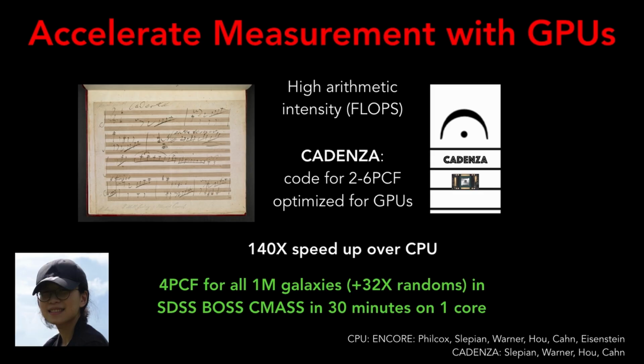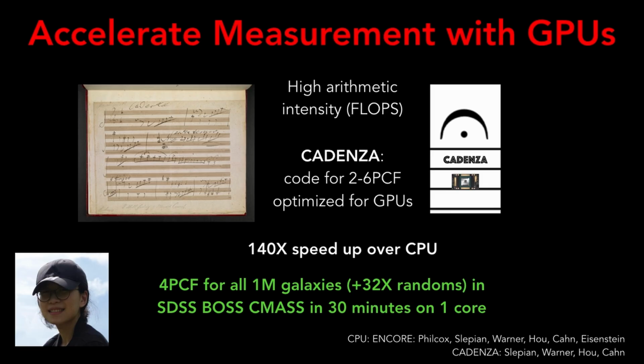So just a quick slide to tell you, how do we actually measure the odd 4-point function on data? Well, we accelerate the measurement with GPUs. So this is a code called Cadenza. At left, you see the cadenza to a Mozart piano concerto in the hand of Beethoven. And like a cadenza, which involves very fast playing and lots of notes, our code involves very fast processing of lots of galaxies. Galaxies are our notes.